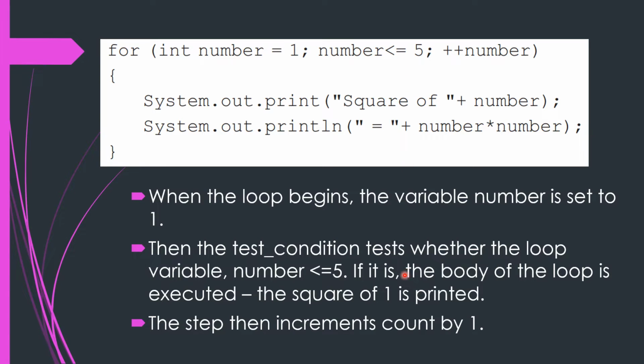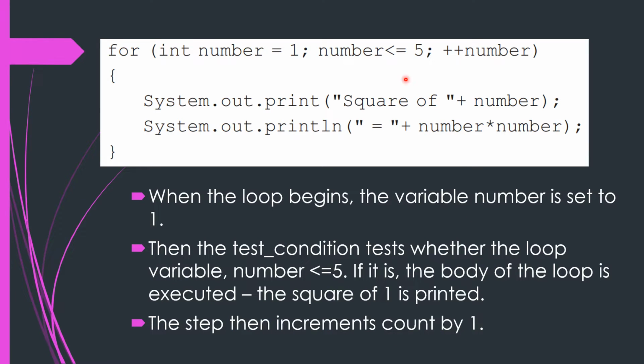So if it is less than or equal to 5, then the body of the loop is executed. And what will be the body of the loop for the first step? It will be the square of 1, which is equal to 1. So this will be the body of the loop, and it will be executed because the test condition is evaluating to be true. The step then increments count by 1.